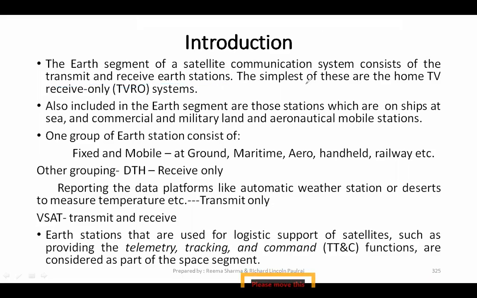We will be discussing these home televisions and what kind of block diagrams are used for them. Also included in the Earth segment are those stations which are on ships at sea. Can you tell me one example? As soon as you hear this statement, can you tell me one situation where we had employed this?